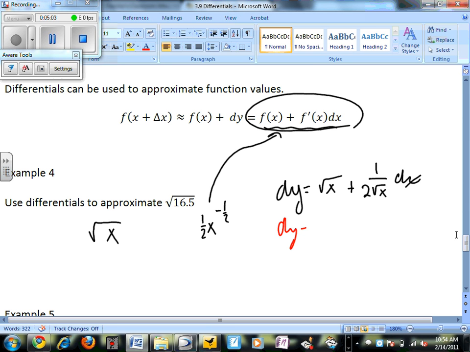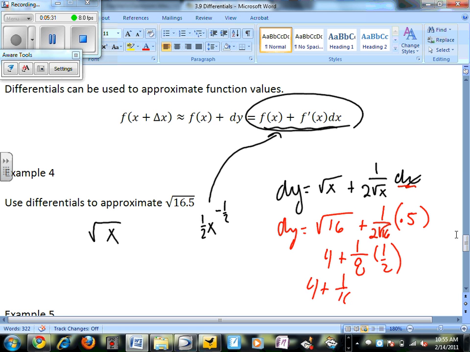So let's plug 16 in for x. So the square root of 16 plus 1 all over 2 times the square root of 16. And now to get my change of x, my difference between 16 and 16.5 is 0.5. So I'm going to have 4 plus 1 all over 2 times 4, which is 8, times 1 half. 0.5, same thing as 1 half. So I have 4 plus 1/16.